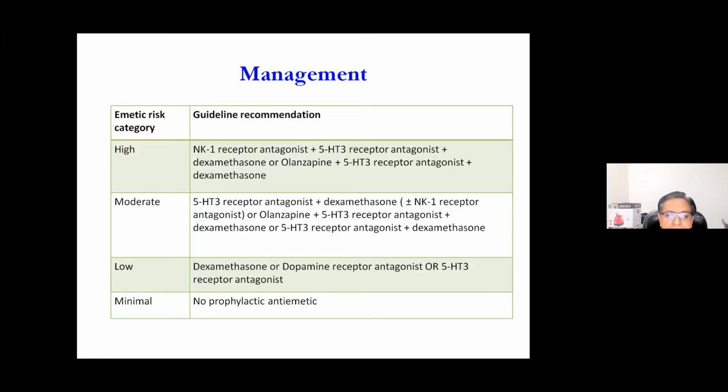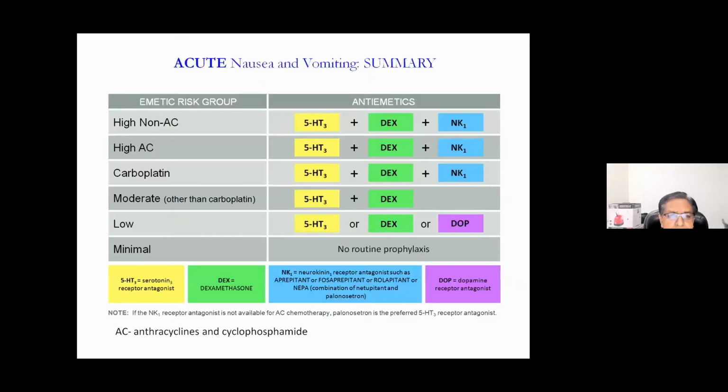For the moderate category, the combination remains almost similar. The duration may be less. For low, it could be dexamethasone along with a dopamine receptor antagonist, or we can add a serotonin receptor antagonist as a sole agent, which will be acceptable for these patients. Now, this is what I have just mentioned.